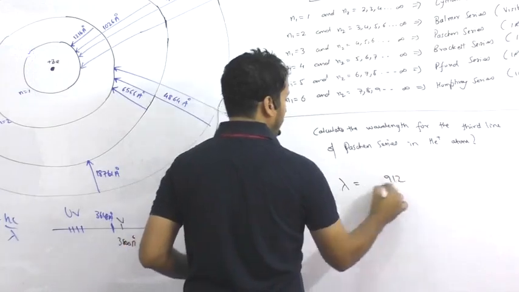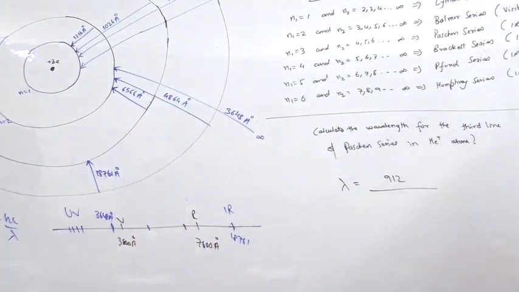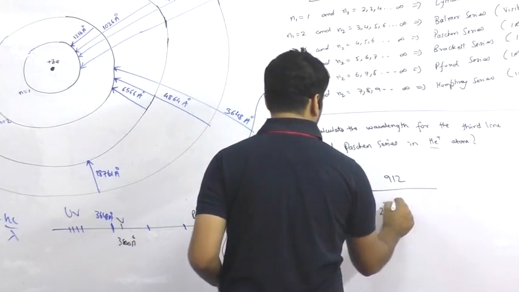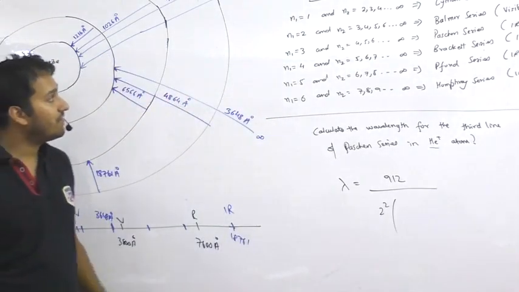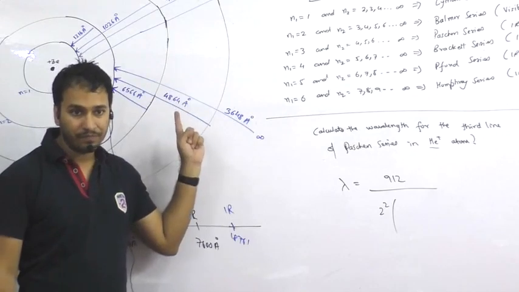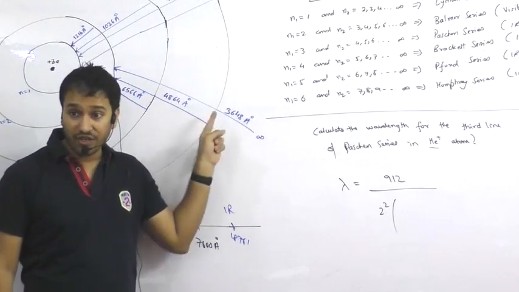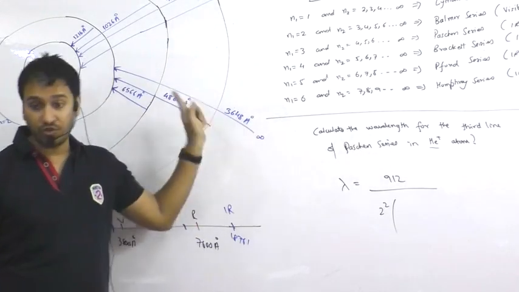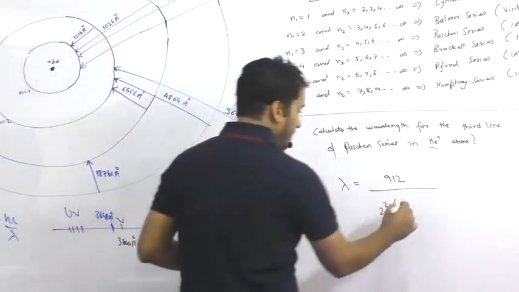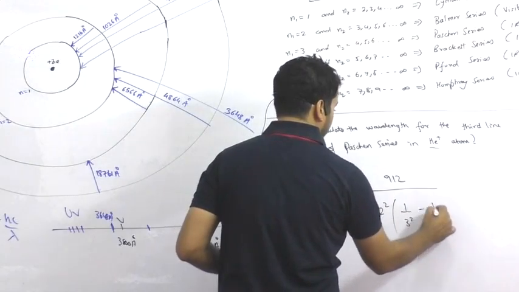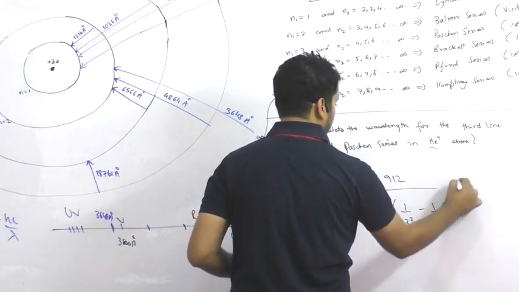See what will be the wavelength emitted. It will be 912 upon Z square is the term which appears here. What atom is this? Helium plus. So what is Z for it? 2. So there will be a 2 square term appearing over here. And we want the third line of Paschen series. So what is the first line of Paschen? 4 to 3. Second line of Paschen, 5 to 3. Third line of Paschen, 6 to 3. So we want the transition from 6 to 3, right? So this will be 1 by 3 square minus 1 by 6 square.